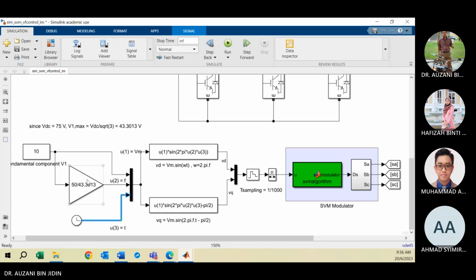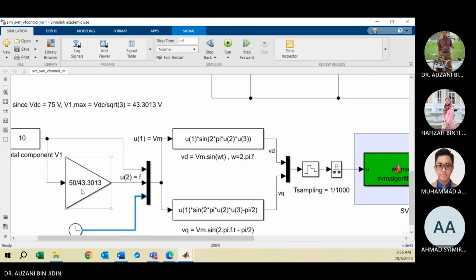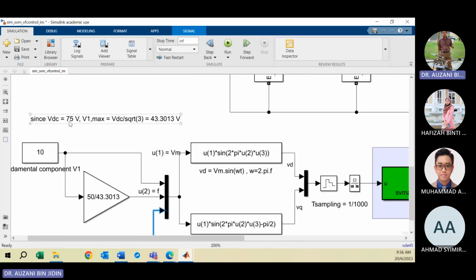In the scalar control technique, this gain value is actually the ratio between the frequency and the maximum fundamental component, where the maximum fundamental component is 43. Because we agreed to set the DC voltage as 75 volt, your maximum fundamental component should be VDC divided by square root of 3. Then you get 43.3013. So you cannot set the fundamental component beyond this value. If you set beyond this value, all the on-time information and the calculation that we have used to model are not valid. So make sure the fundamental is lower than the maximum, 43 point something. Clear?